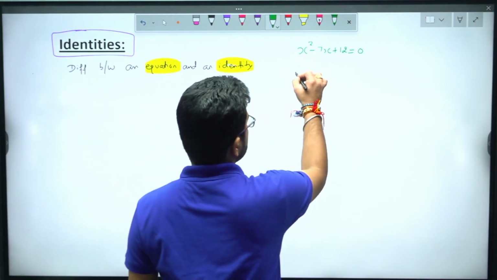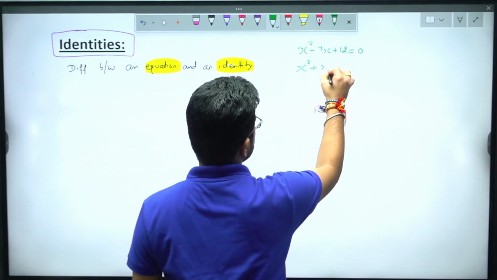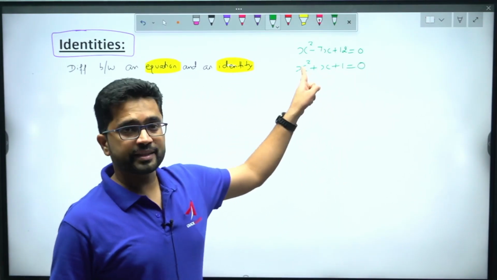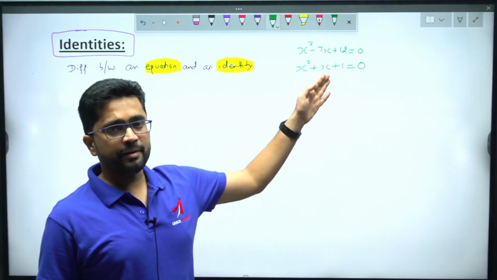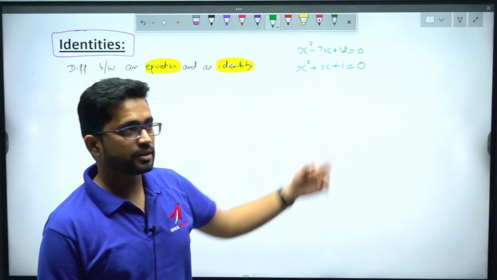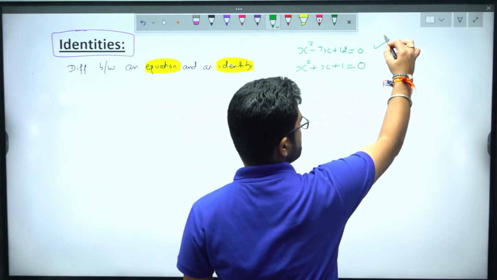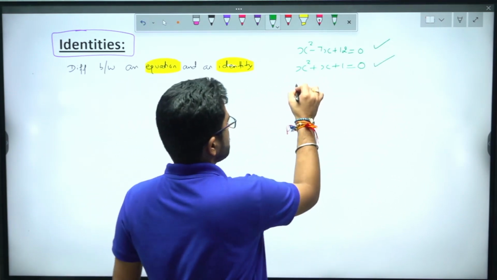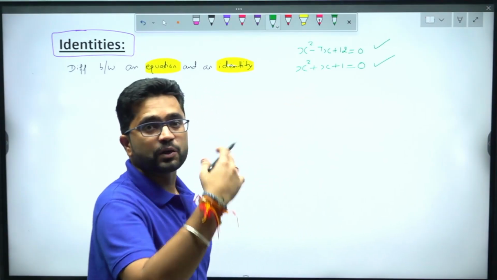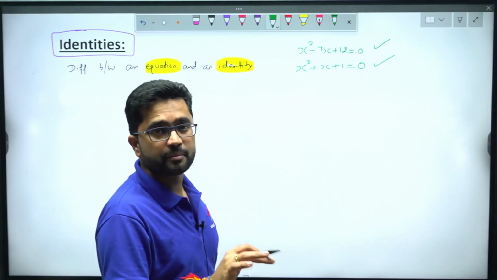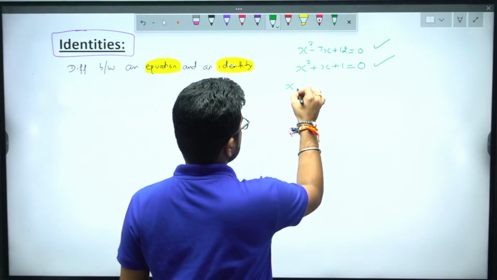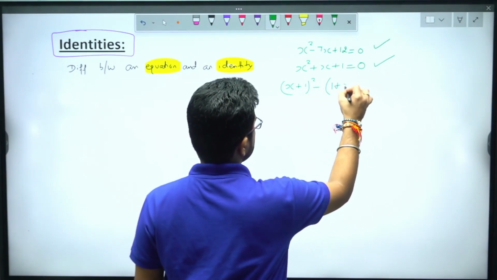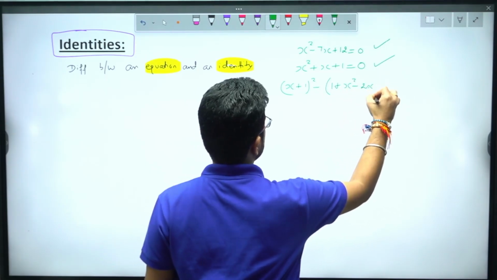But if we talk about one quadratic equation like this, check the value of the discriminant. 1 minus 4, that is negative. So this time it is not valid for any real number. This is true for two real values, this is not true for any real value. Okay, now let's look at some identity. x plus 1 whole square minus 1 plus x square minus 2x.